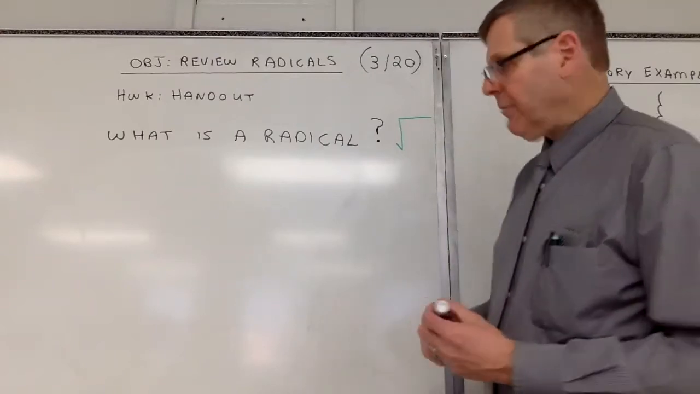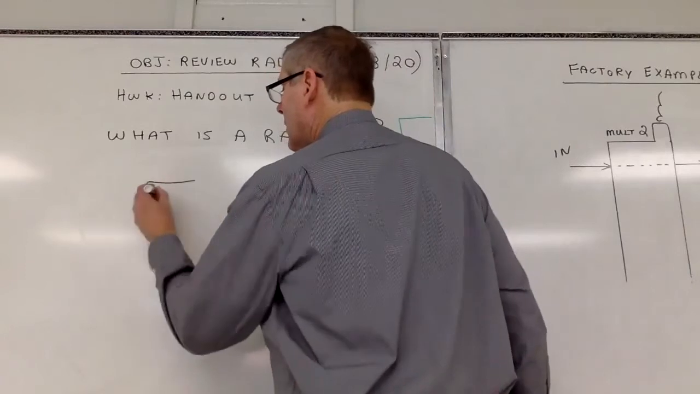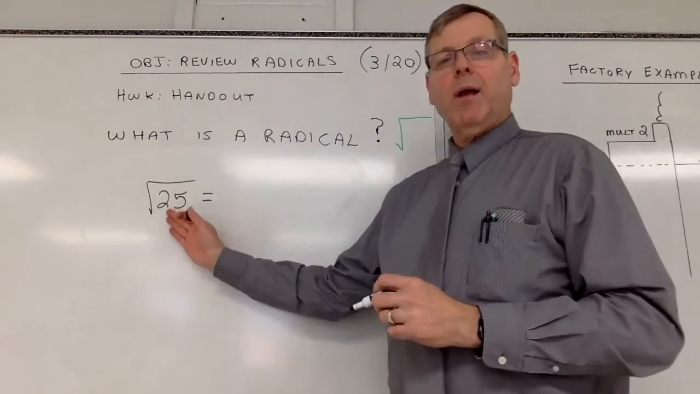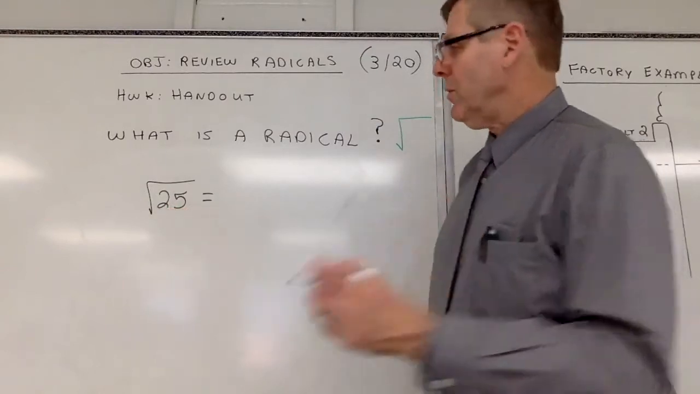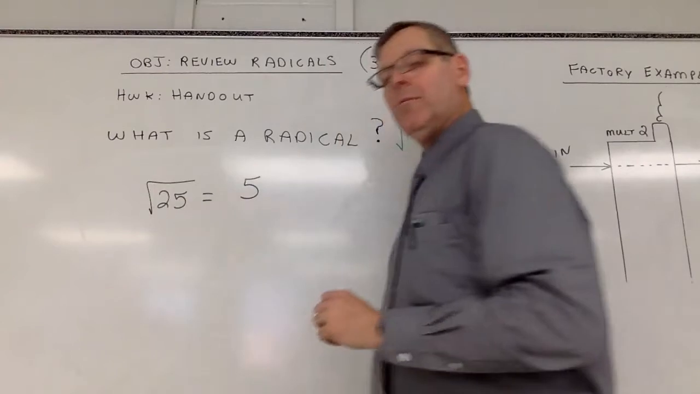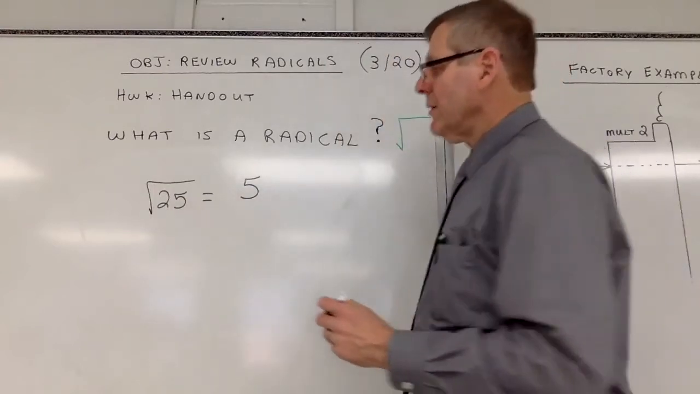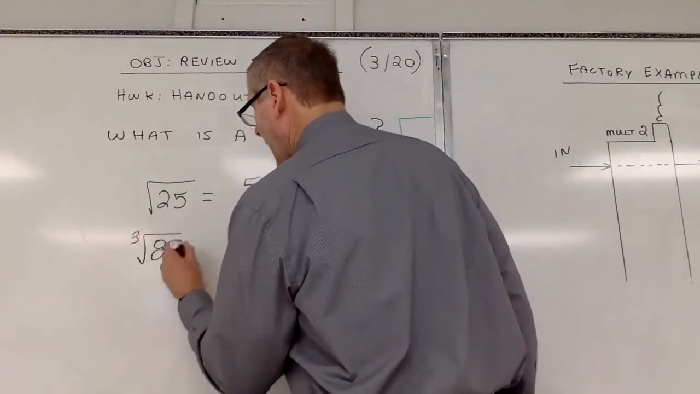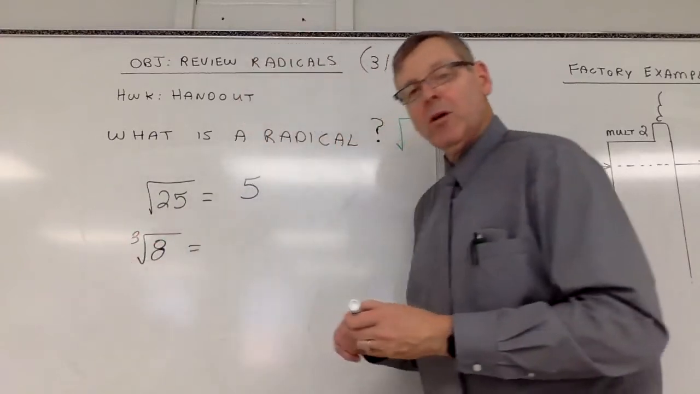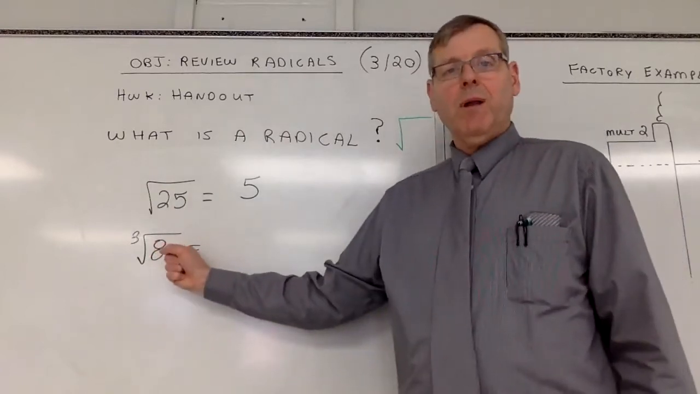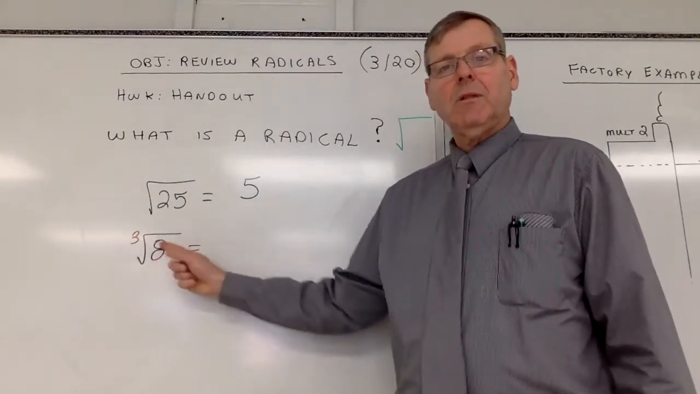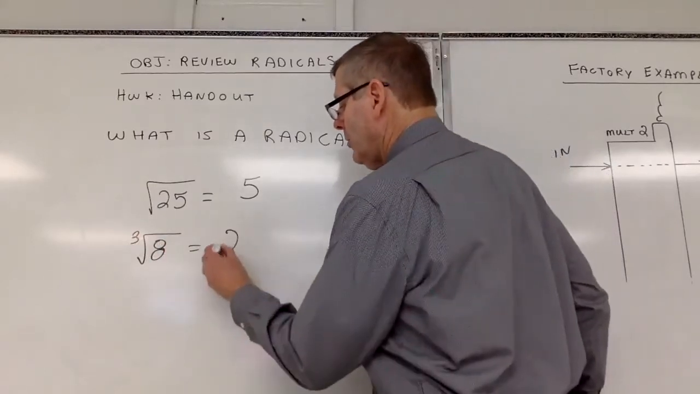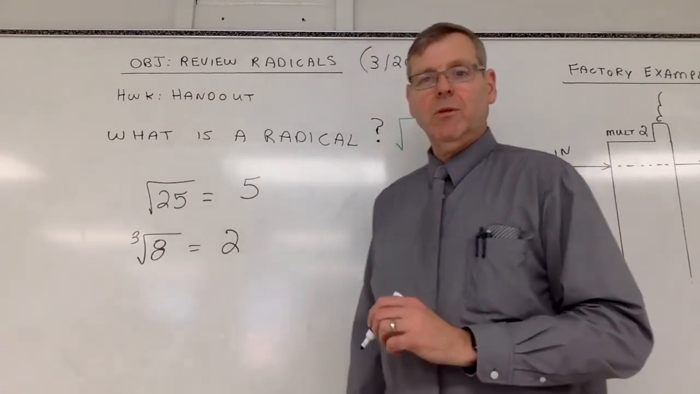Okay, let us take an example. Square root of 25. So what number can I multiply by itself to get 25? We would all recognize that to be the number 5. Let us take another example. What about the cube root of 8? Now I'm looking for a number that I have to multiply by itself 3 times to get the number 8. That answer would be 2, because 2 times 2 is 4 times 2 is 8.